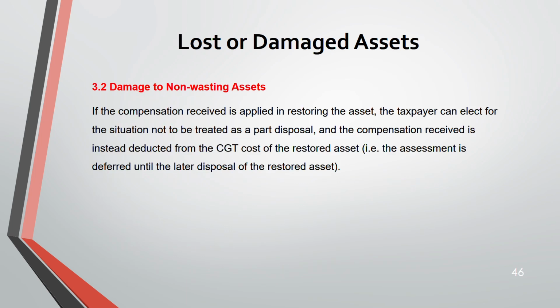Now, if the compensation received is applied in restoring the asset, that is, you are trying to restore the asset back to its original position from the compensation that you have received, then the taxpayer can elect for the situation not to be treated as a part disposal. Same as in the previous one for loss and destruction, when you receive insurance and reinvest it, you defer the gain. No gains are calculated. Here also no part disposal. So what happens? The compensation that you have received is deducted from the CGT cost of the restored asset.